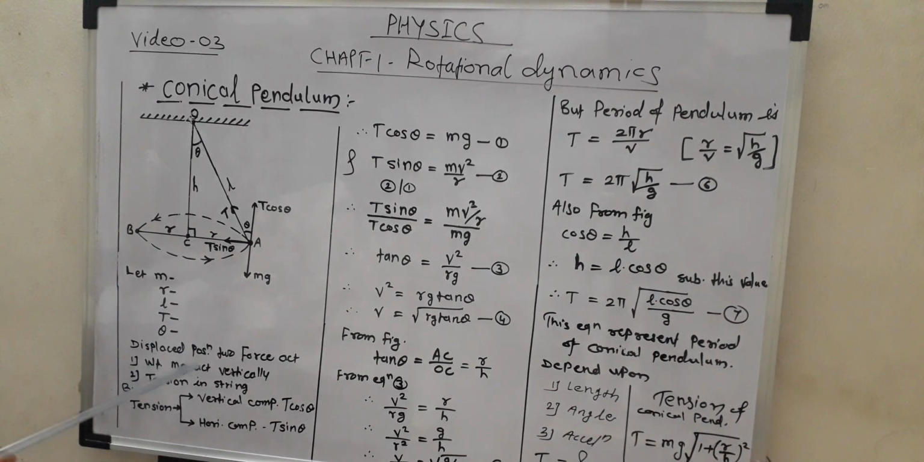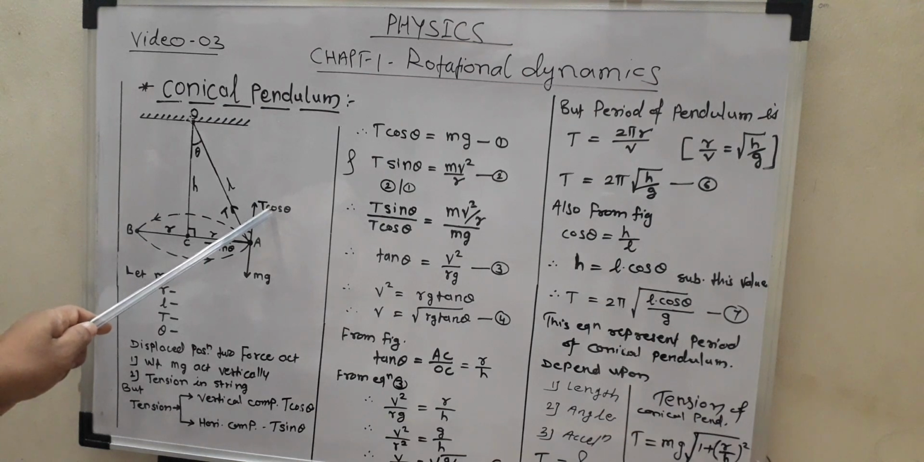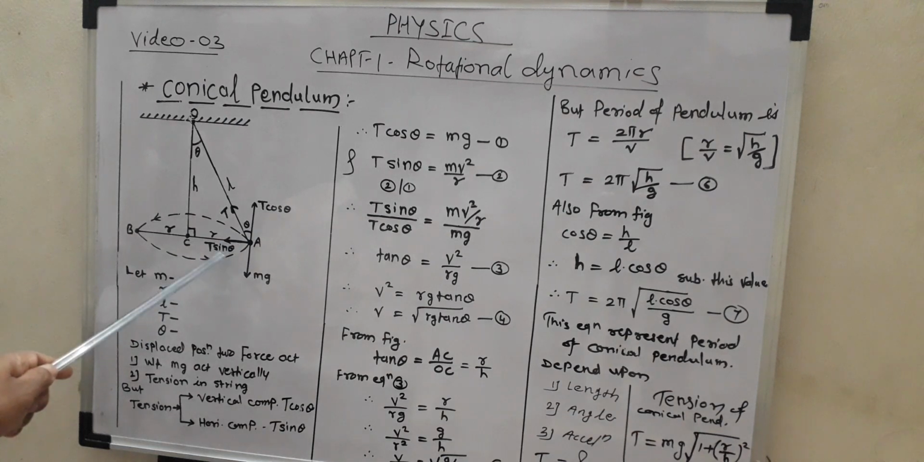First is the weight mg acting in the vertically downward direction, and second is the tension in the string. This tension can be resolved into two components. The first is the vertical component T cos theta, and the second is the horizontal component T sin theta, both as shown in the figure.